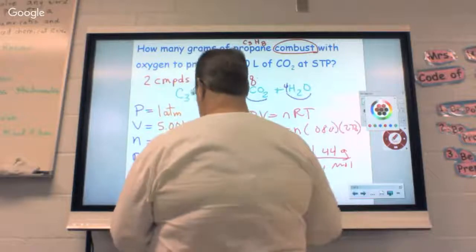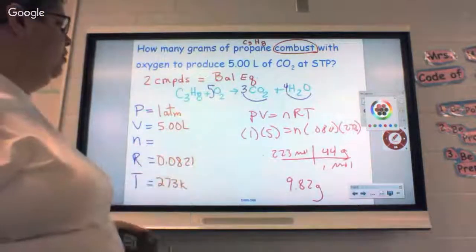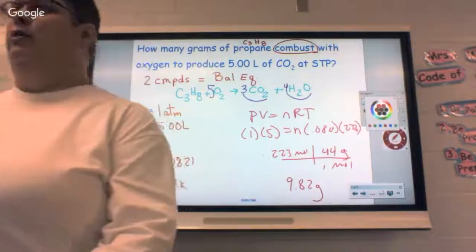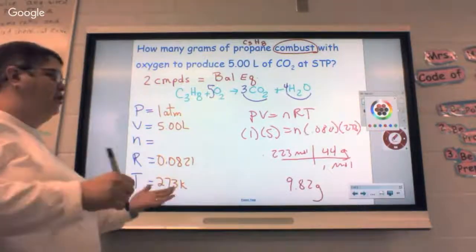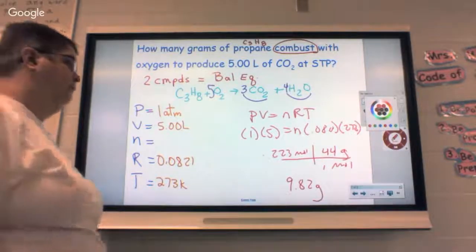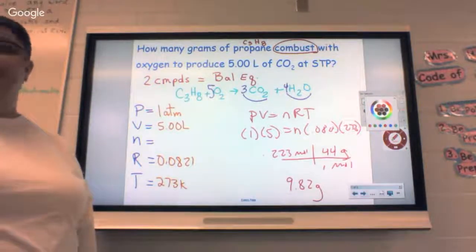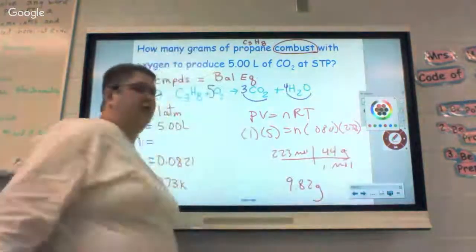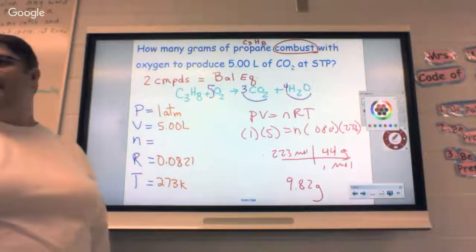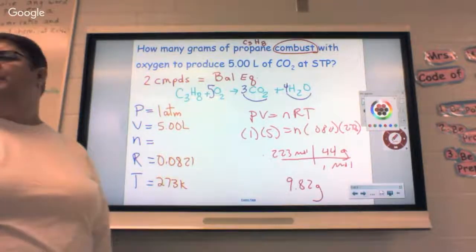And they've got it. Plugged into PV equals nRT. I got moles. I changed my moles to my grams. Got it. Home free. Now, what did I never use when I do that? That's propane right there. Mass of CO2 happens to be the same as propane. It's really convenient. What I never used, I never did anything with that balanced equation we wrote, did I?